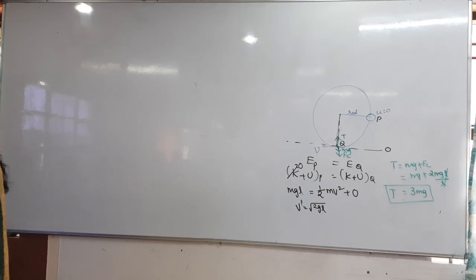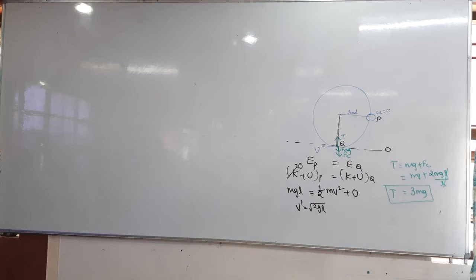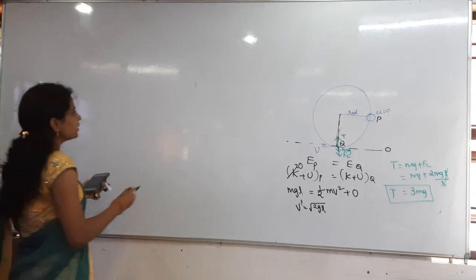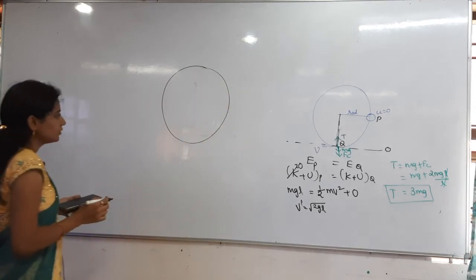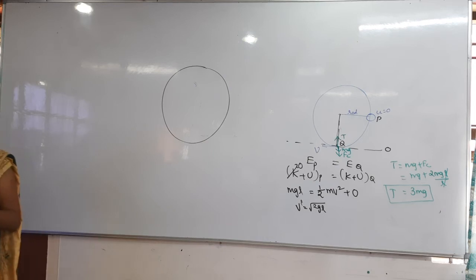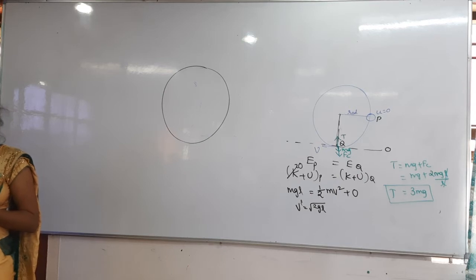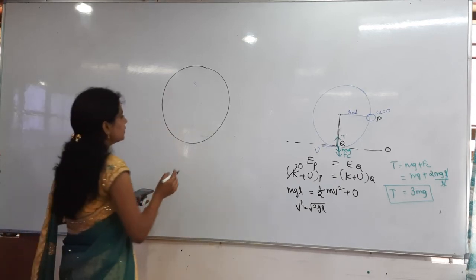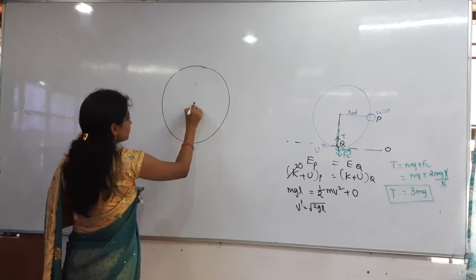Then find the minimum horizontal velocity that should be given at the bottommost point so that it completes VCM.